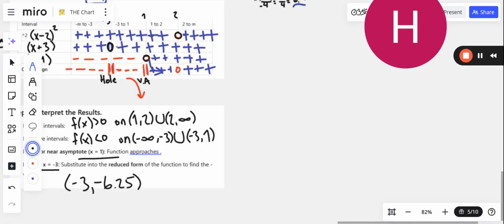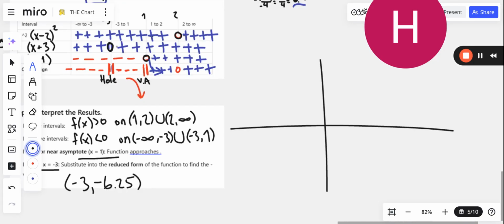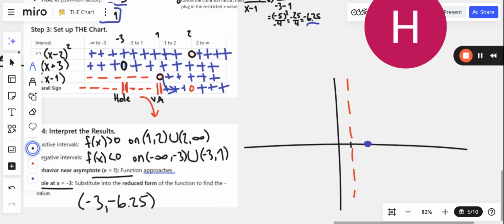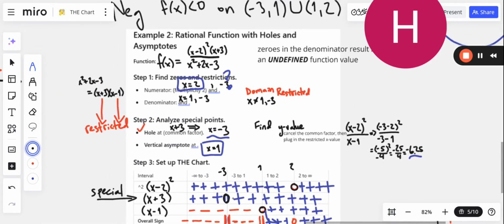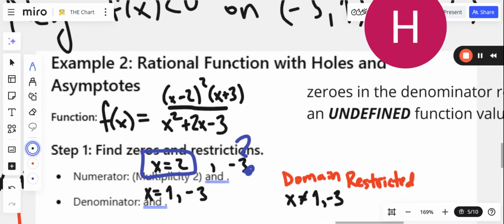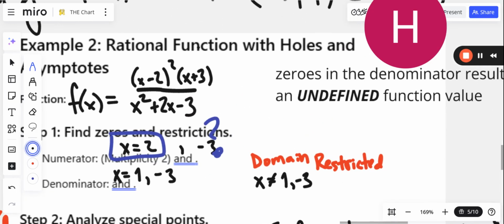Yeah, so if we took a sketch of what that kind of looks like, we'd have a crossing point at 2. That's where it would cross the x-axis. And then we would have a vertical asymptote at x equals 1. And then if we wanted to find something like a y-intercept, we could plug in 0, which I probably should have mentioned back here, but we can plug in 0 to find the y-intercept. That's one of our special points as well.